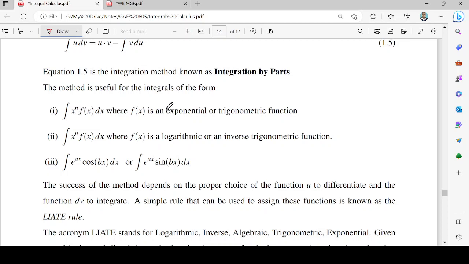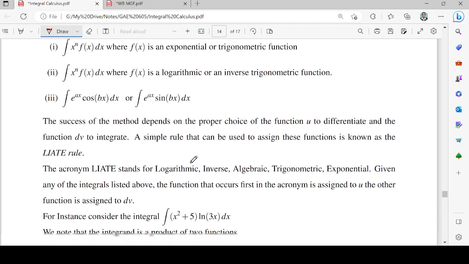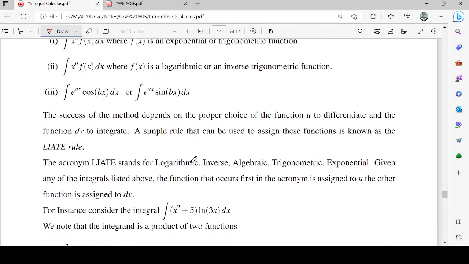multiplying f of x, where f of x is an exponential or a trigonometric function, or where the function f of x is a logarithmic or inverse trigonometric function, or where we have the product of a trigonometric and an exponential function. Now, the success of the method depends on the proper choice of the function u to differentiate and the function dv to integrate. So, for you to succeed in using this method, you need to carefully select these functions.